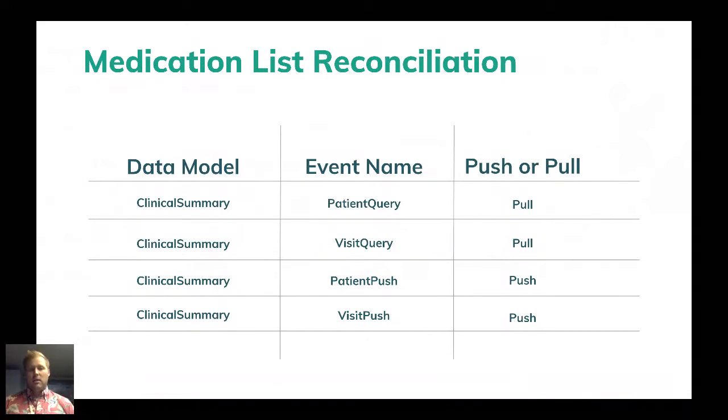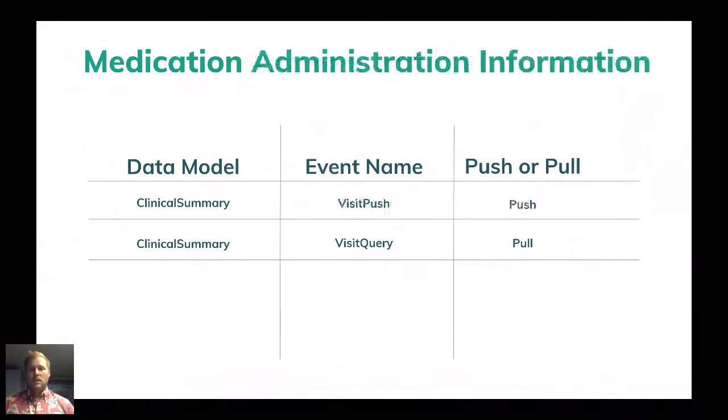So here again are some of the data models and event types that support that clinical summary push and pull. In terms of medication administration, you would use clinical summary right now to document that something was given to a patient, or read what was actually given to a patient, again, either in an inpatient or outpatient setting. But we are going to be adding administration and other event types to the medications data model in the future.